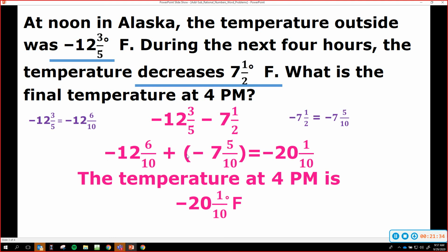And when we add this up, remember we get 11/10, so we have to add that 1 over. So the temperature at 4 p.m. is negative 20 and 1/10. And guess what? That's the answer we got. Okay?